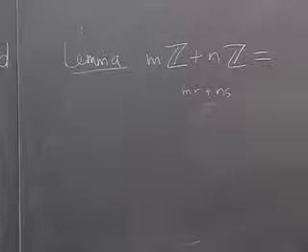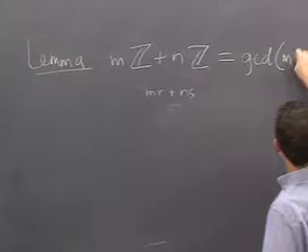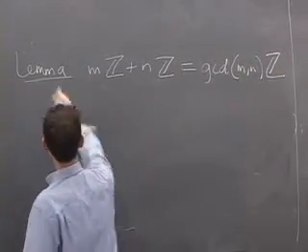But we know what all the subgroups of Z look like. They look like some positive integer times Z. So any guesses as to what this is? Go ahead. Exactly. The answer is gcd(m,n)Z. That was a hard one to guess.